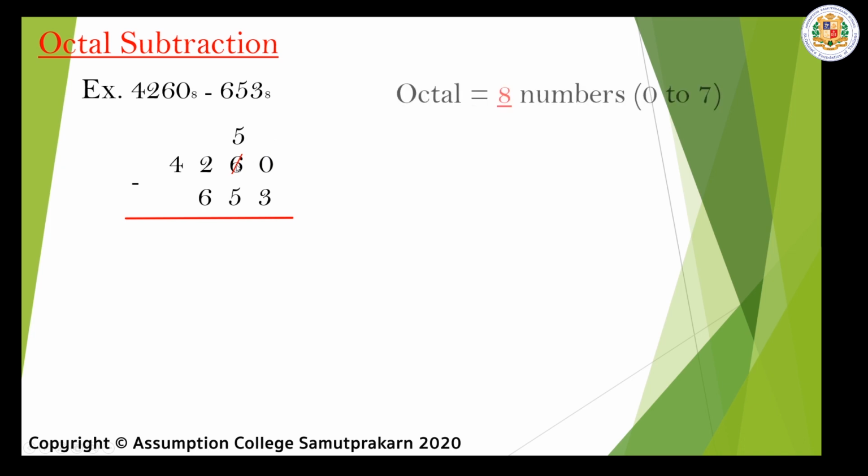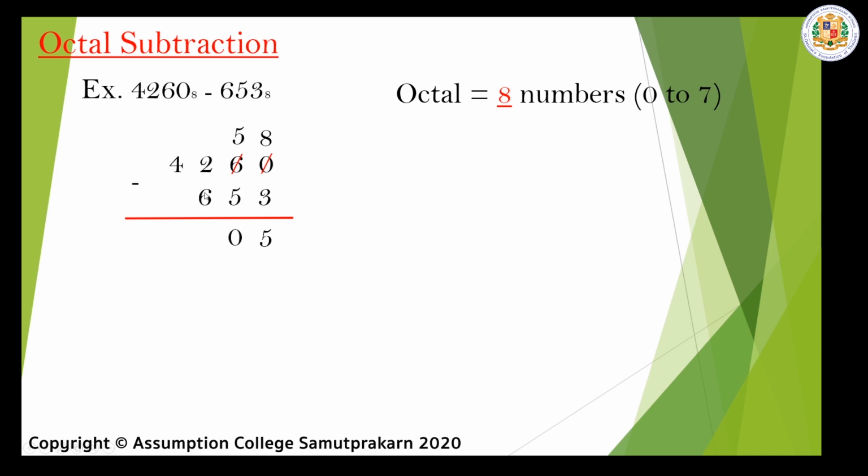If you can remember, in octal numbers, we have 8 numbers, 0 to 7. So if we borrow from 6, how many numbers can we get? Okay, we can borrow 8 numbers. So we cancel 0, it becomes 8. Okay, 8 minus 3 is equal to 5. All right, 5 minus 5 is 0.